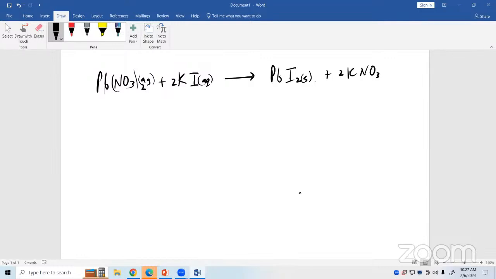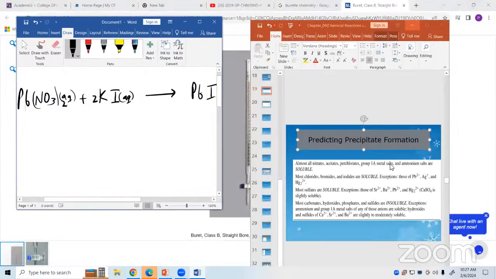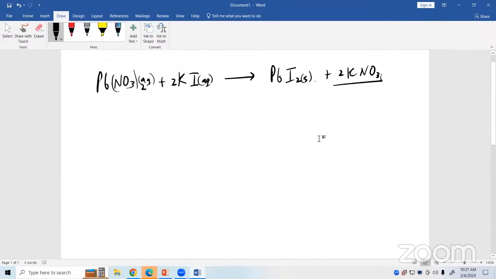And then in the case of potassium nitrate, again going to the table, again, group 1A metal, and almost all nitrates. So on those two counts, I can say with confidence that potassium nitrate is in an aqueous state. So basically this would be the molecular equation. Now we have to figure out what the ionic equation is.